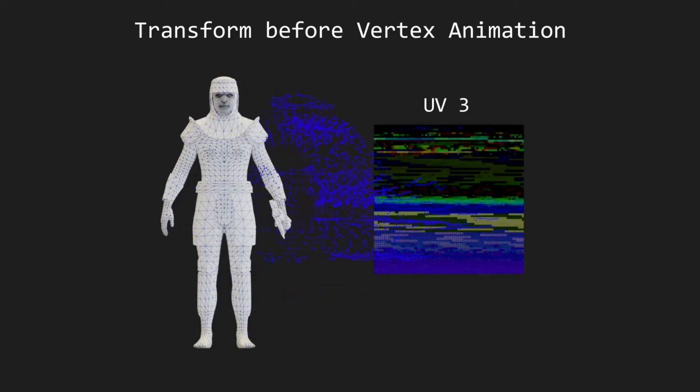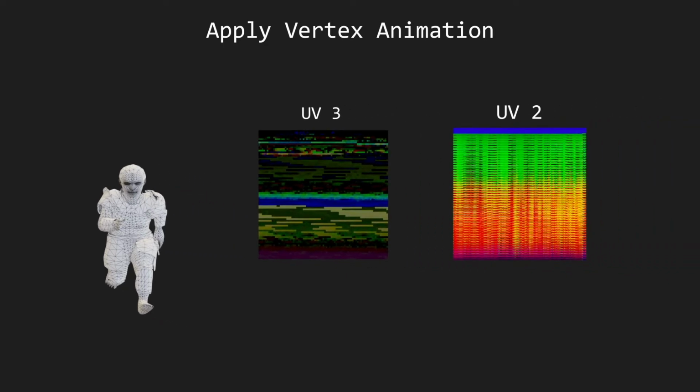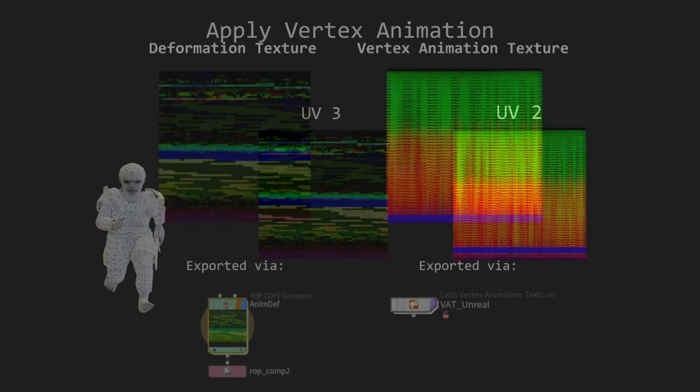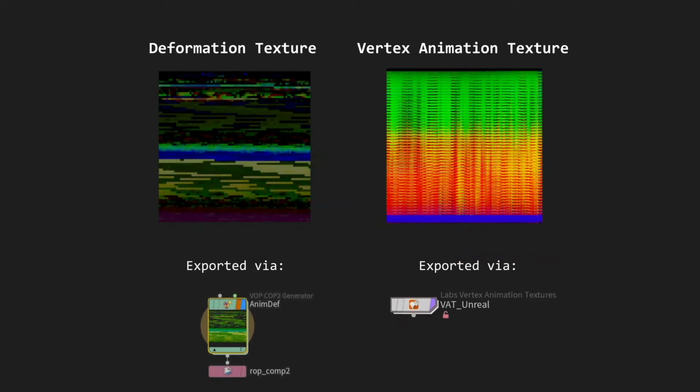To work around that, I introduced a third UV channel and a deformation texture that transforms the mesh before the animation. After this step, the vertex animation can be applied. These two maps essentially define a character and are linked together.